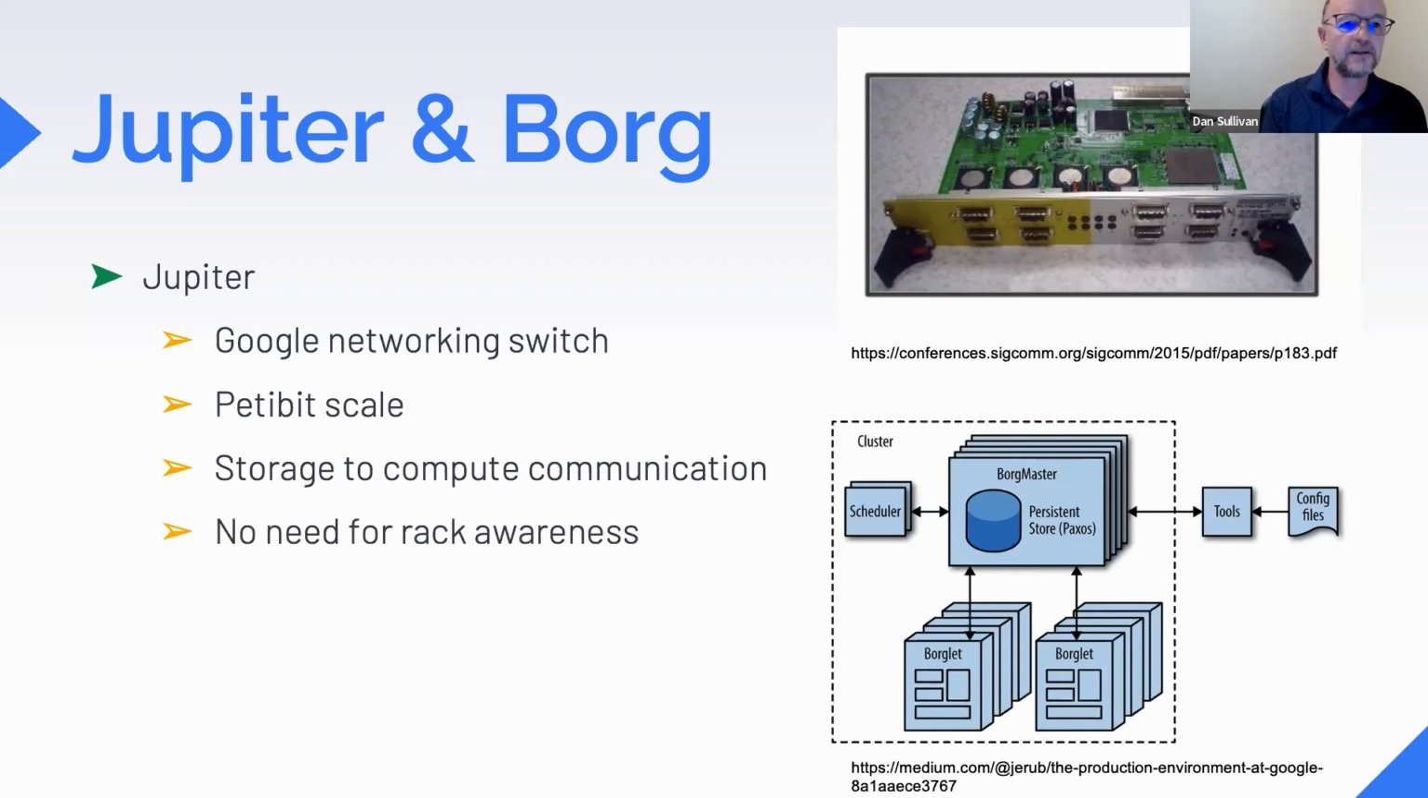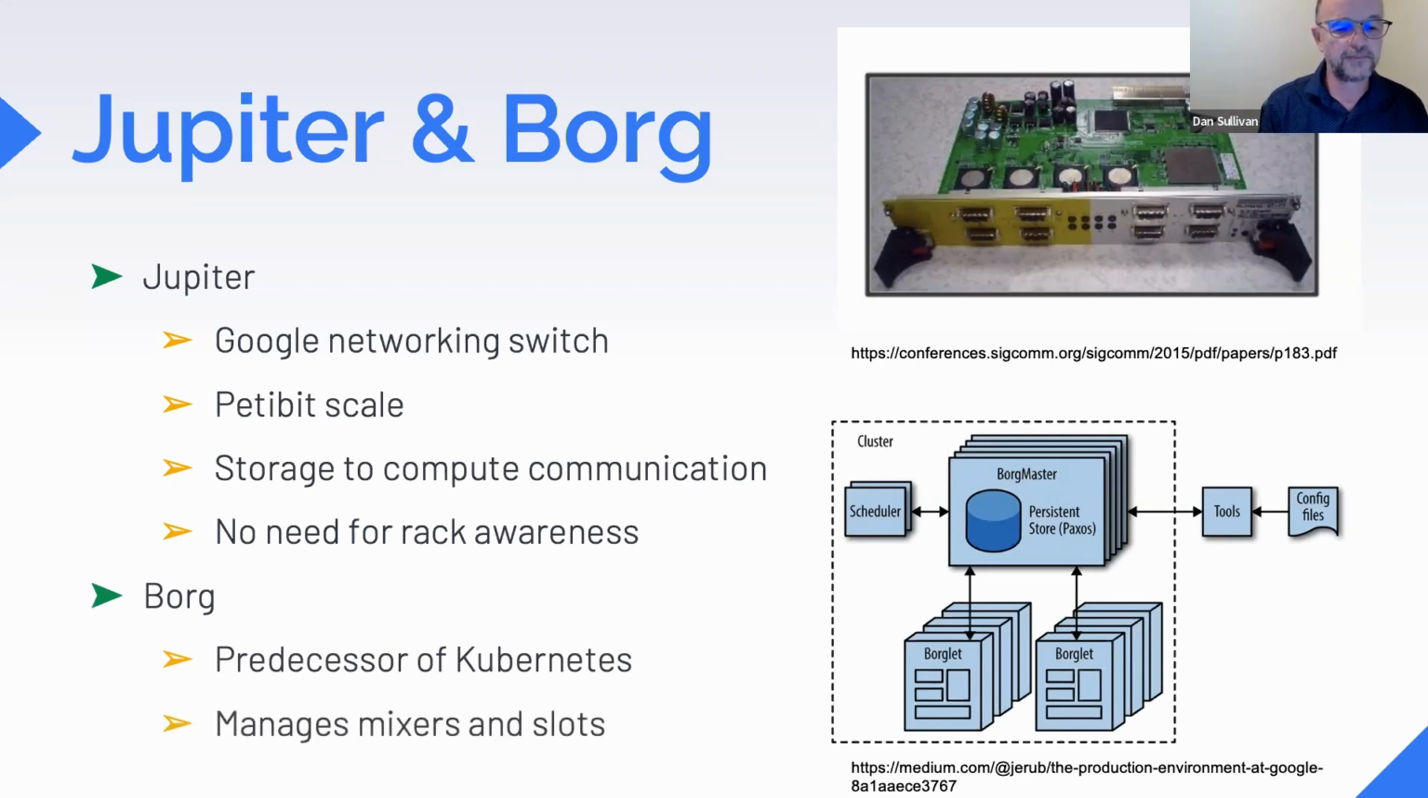Again, so yeah, very little need for rack awareness. We don't have to think in terms of trying to minimize shuffling across nodes as much as we used to. Now, Borg is, I think I had mentioned, sort of the predecessor of Kubernetes. And that's the thing that manages the mixers and the slots, the actual compute resources, and how jobs are run and scheduled and things like that.